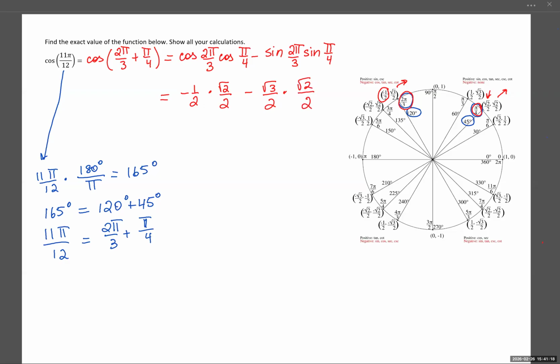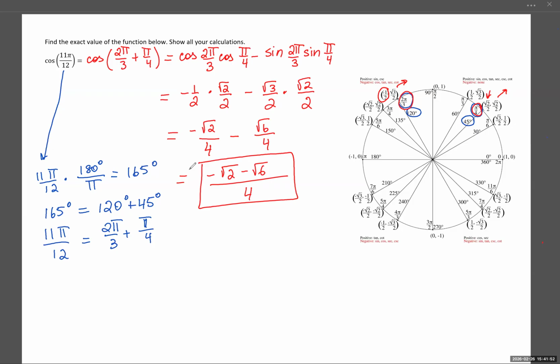Then to completely simplify the expression, you'll have to multiply the numerators of the first function, negative 1 times square root of 2, that's negative square root of 2. Multiply the denominators, over 4, minus square root of 3 times square root of 2, that's square root of 6. Multiply the denominators, over 4, and then rewrite it as a single fraction. So the numerators on top and a common denominator on the bottom. This would be the exact answer to this problem.